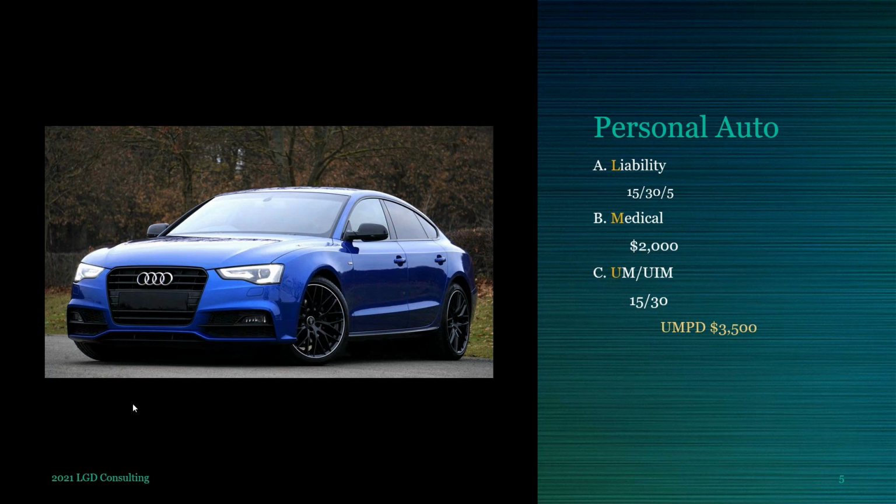The first number, the 15, is basically 15,000 for bodily injury. That means if you hit someone with your car and they're injured, we pay up to 15,000 towards their medical bills and their lost wages, because maybe they're in the hospital for a couple of days and can't work. And all your policy is going to pay is 15,000, because that's all you bought.